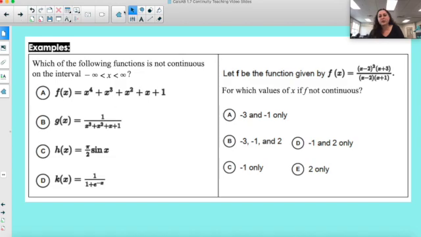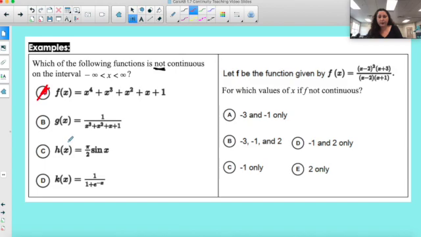Okay, so here's 2 examples. Which of the following functions is not continuous over the interval from negative infinity to infinity? So like all numbers. All right, so this first one's a polynomial, x to the fourth. I said that's always continuous, so I know that's not the answer.